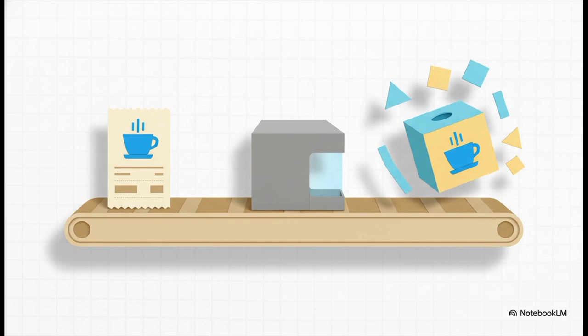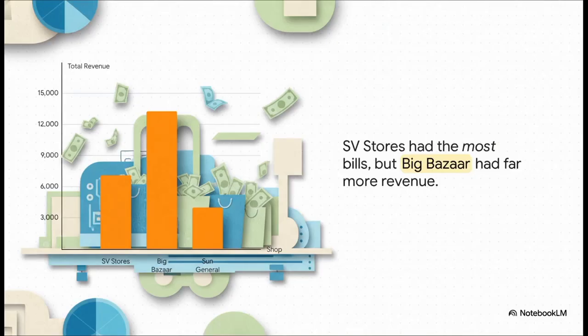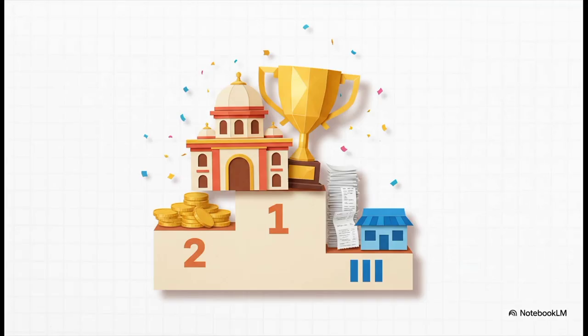And here's the really cool part. We don't need a list of shops ahead of time. The process creates totals on the fly. And look at the results. SV stores had the most transactions, but Big Bazaar made way more money. So the clear winner is Big Bazaar.